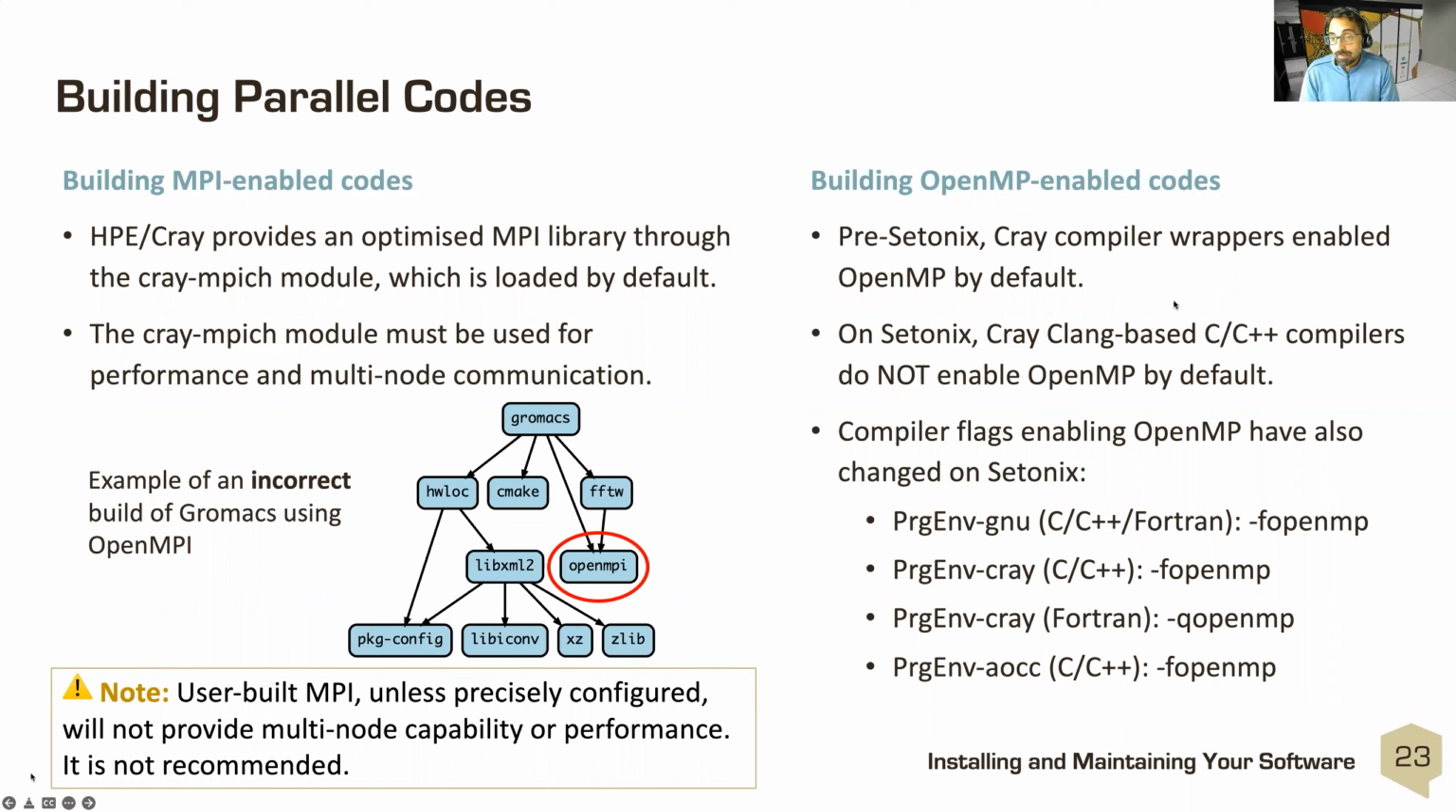Building OpenMP enabled codes. Pre-Setonix, Cray compiler wrappers were just enabling this by default. So you didn't necessarily have to think explicitly about putting a flag in, but that's not the case anymore. So there are specific flags you have to put in. They all happen to be very similar, thankfully. So the -fopenmp flag passed to the compiler, except for the Cray Fortran compiler, is the flag that enables OpenMP parallelization for your code.